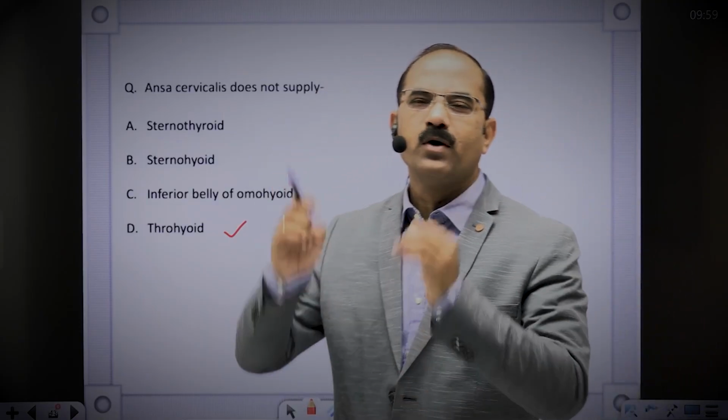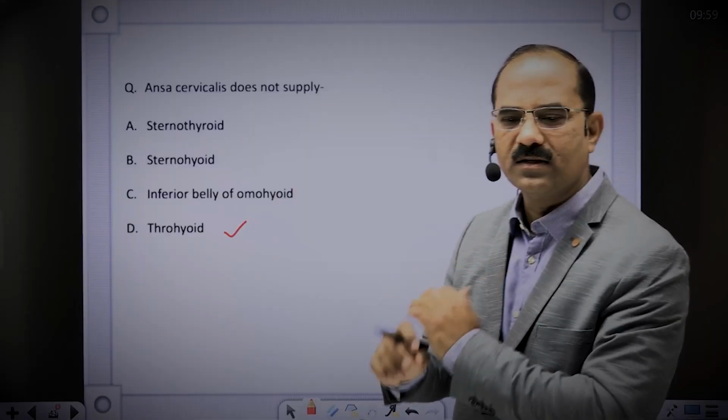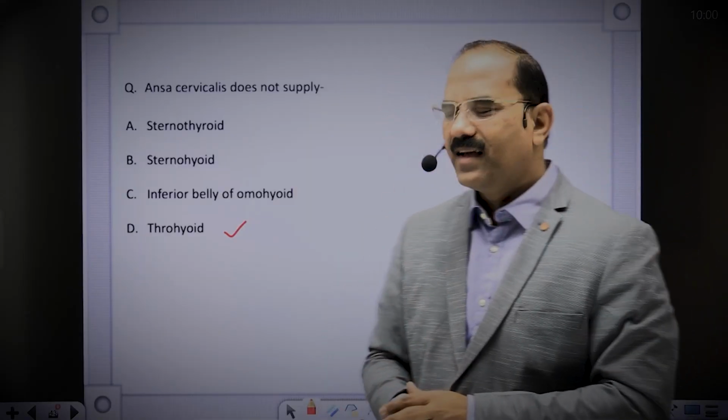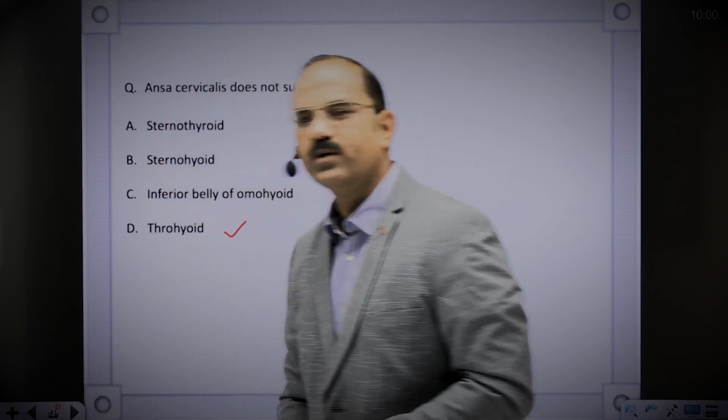Clear, students, about the muscular triangle and the Ansa cervicalis? That's a very, very important topic, the Ansa cervicalis. I hope this is clear to all of you.